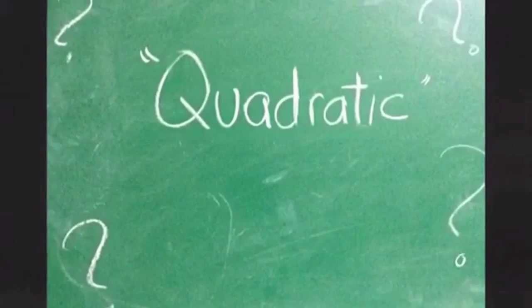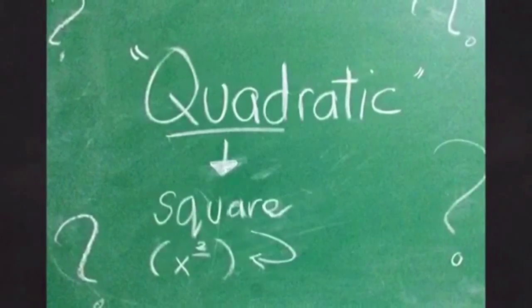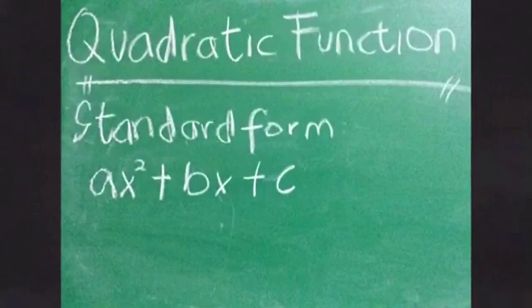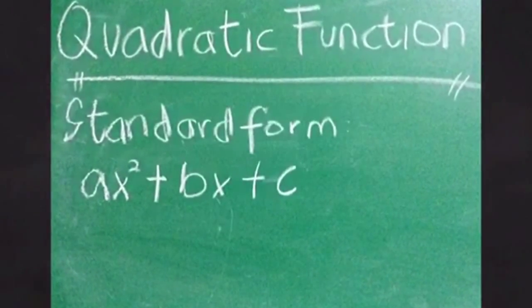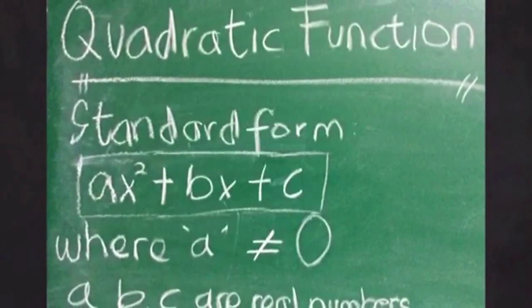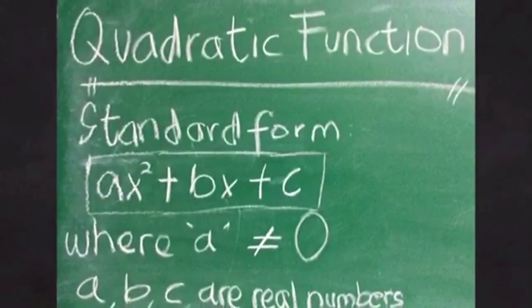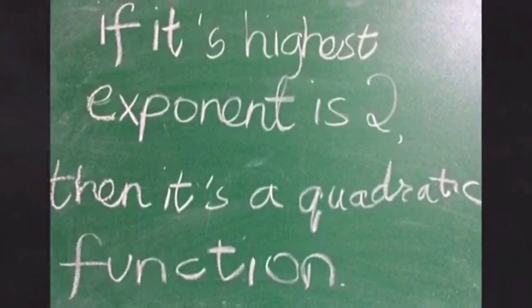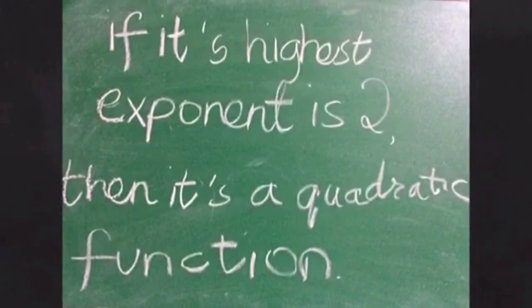The word quadratic comes from quad, meaning square, because the variable gets squared like x squared. A quadratic function's standard form is ax squared plus bx plus c, where a cannot be equal to 0 and a, b, c are real numbers. How do you know if it's a quadratic function? If its highest exponent is 2, then it's a quadratic function.